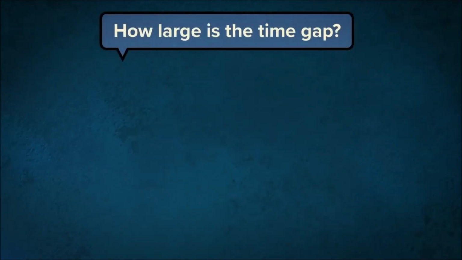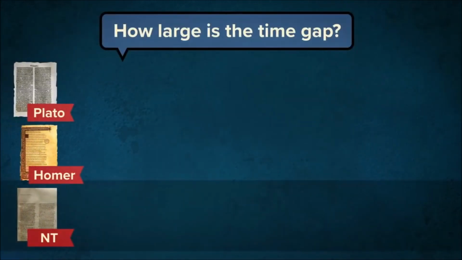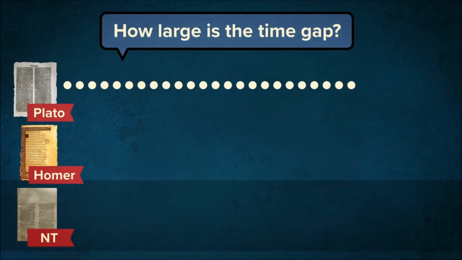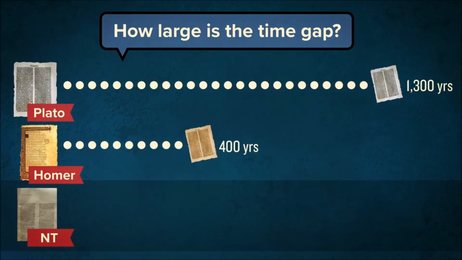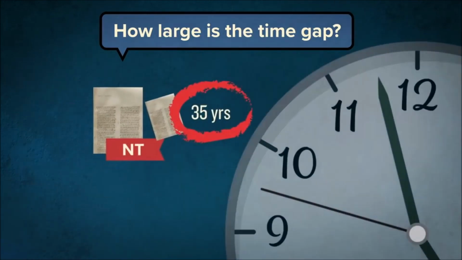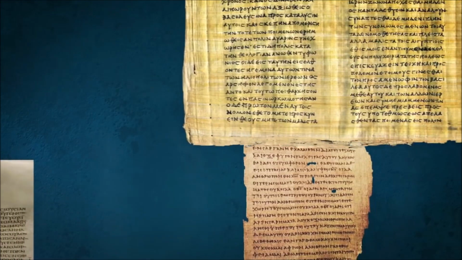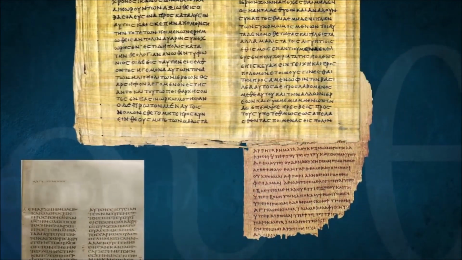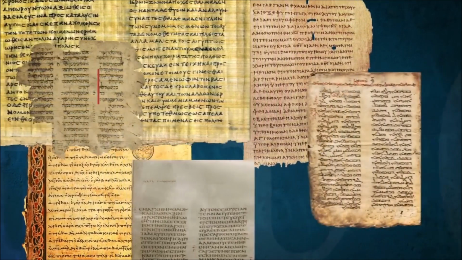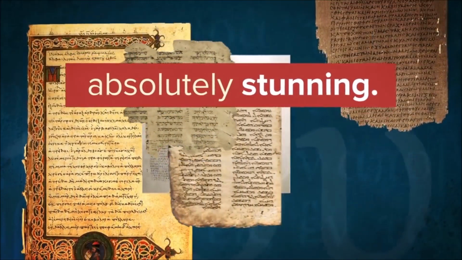But how much time elapsed between the original writings and the earliest surviving manuscript copy? 1,300 years passed before the first surviving copy of Plato was written, and only 400 years for Homer. How about the New Testament? Just 35 years. In the world of ancient literature, this is a blink of an eye. The wealth of material that is available for determining the wording of the original New Testament is absolutely stunning.